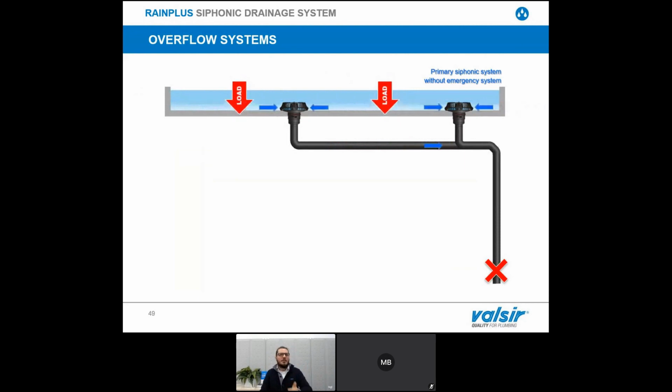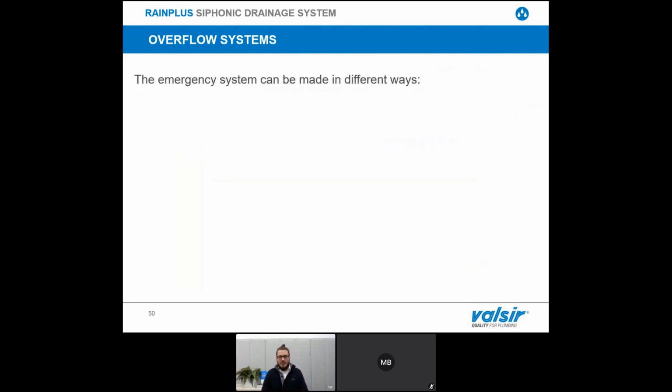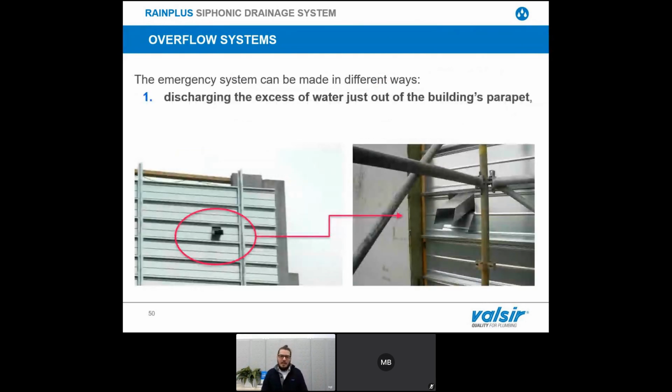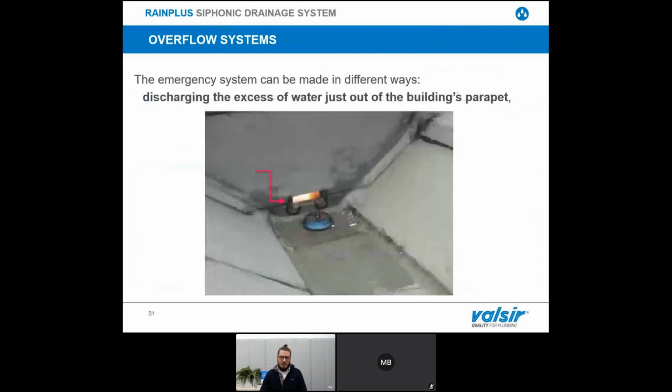And this can create a lot of problems. That's why you always have to think about an emergency system, in these cases when you have a bad situation at the end of the system, so not on the system itself, but at the end. And you can make an emergency system in different ways. For example, it can be basically a hole for discharging the excess water from the roof, from the parapet. This is the simplest one. So basically you open a hole at the end of the parapet in order to drain the extra water.